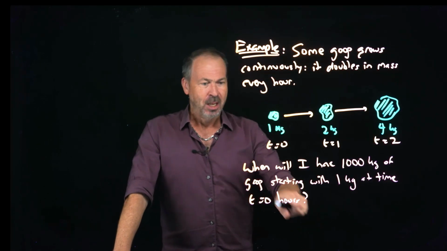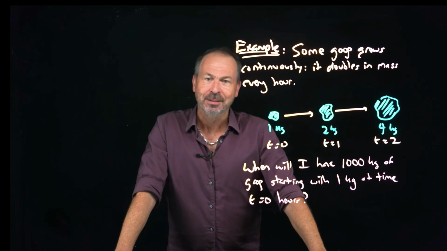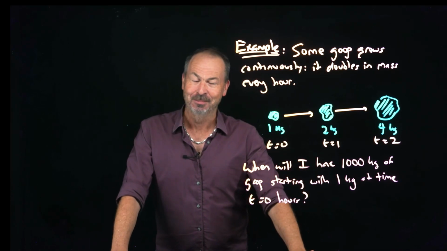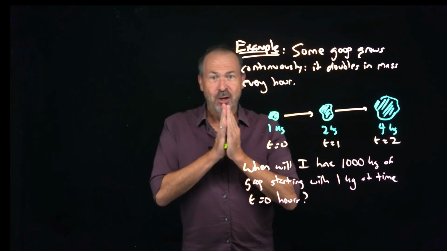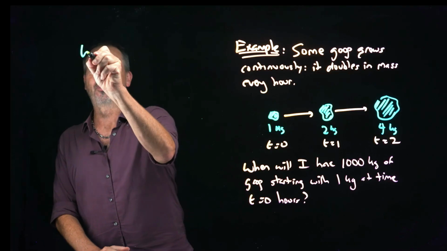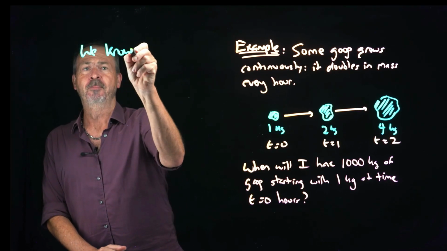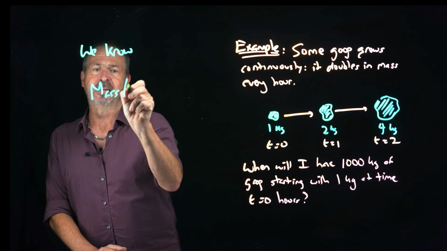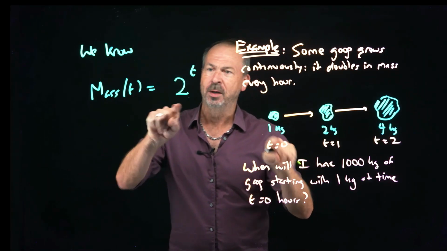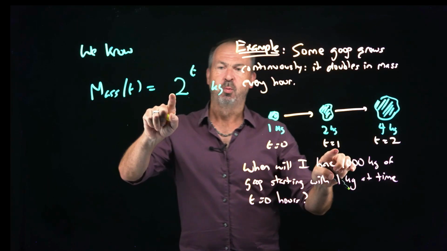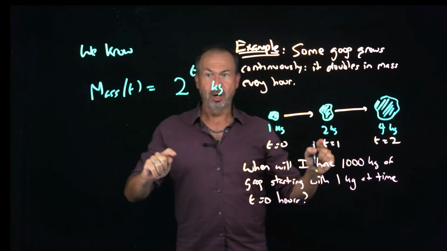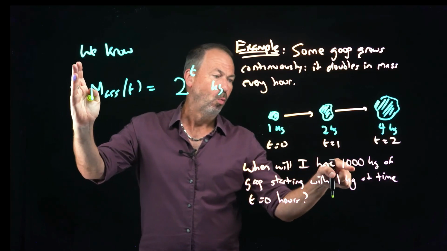And the question is, when will I have 1,000 kilograms of goop? Assuming I start with 1 kilogram at time t equals 0 hours. All right. So I know from my work with exponents that the mass of the goop at time t is going to be given by 2 to the t. When t is 0, 1 kilogram. T equals 1, 2 kilograms. T equals 2, 2 to the 2, 4 kilograms, and so on. And the question is, when will this mass equal 1,000?